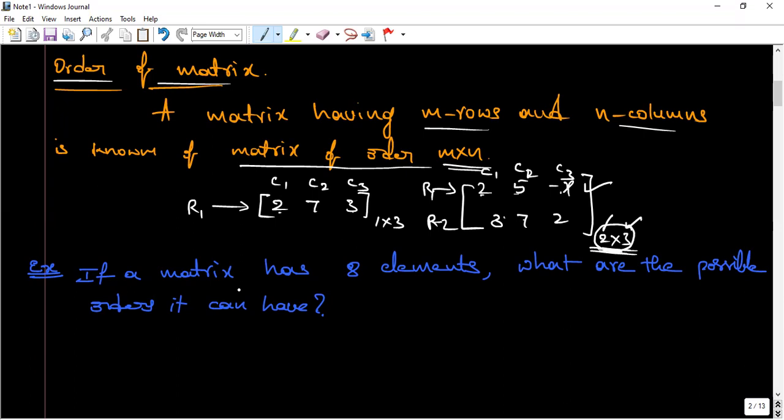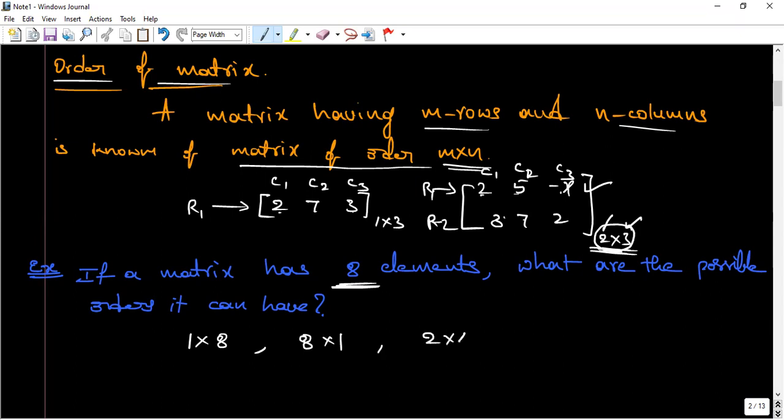Now there is an example. If a matrix has 8 elements, what are the possible orders that matrix can have? Total 8 elements are there. How many rows and how many columns can you arrange them in? That is what they are asking. I can arrange all elements in a single row and 8 columns. This is one possibility. 8 rows and a single column, like vertically. This is another possibility.